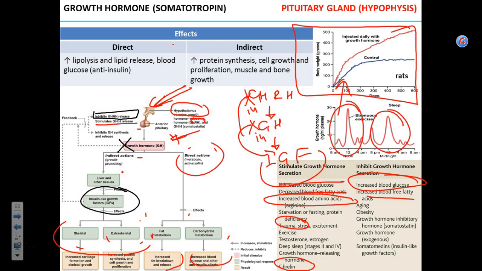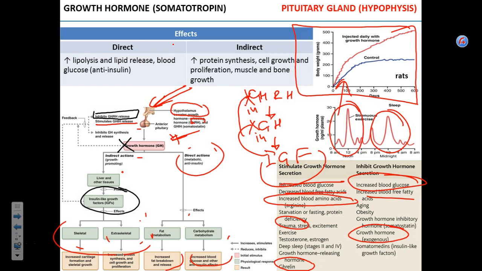Obesity. In obesity, you have high free fatty acids in the blood. Aging is probably more of a neurological rather than metabolic cause.